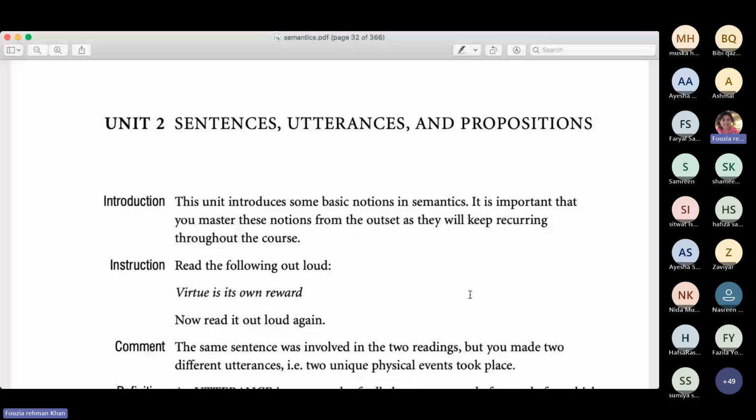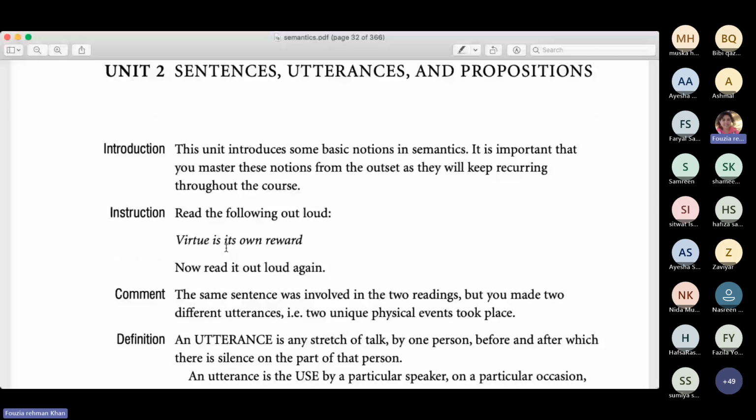That's nice. Okay, now get back to your books, and here we are going to practice something. Now, just for example, if you read the sentence, "Virtue is its own reward," right? If you read it twice, it makes two utterances, one sentence. Just pay attention here. Virtue is its own reward. I spoke it once. I'm reading it again. Virtue is its own reward. Now, this is one sentence which is uttered twice. That means two utterances, and one sentence.